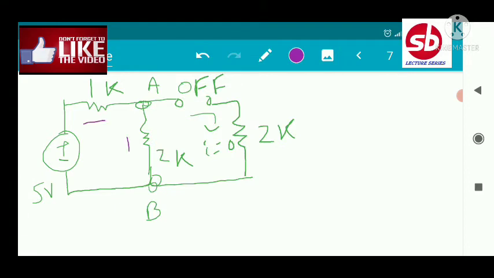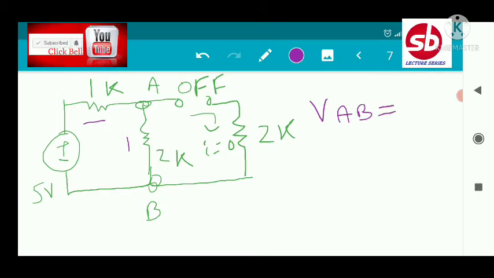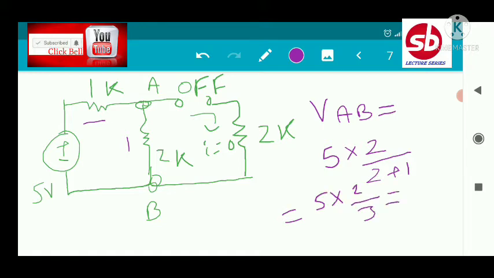From the voltage division rule you can easily identify that the voltage across this is nothing but 5 into 2 divided by 2 plus 1. So this voltage is 5 into 2 by 3, that means 10 by 3 volt. This is a positive voltage and obviously greater than 0.7 volt, the cut-in voltage of the diode. So our assumption that the diode is off is incorrect. Here we have seen that the diode is on.